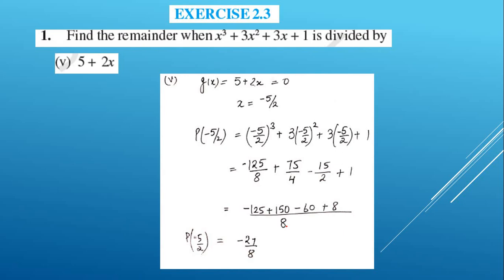Similar way we will take LCM. So here we will get minus 125 plus 4 2s are 8, 2 into 75 you will get 150, 2 4s are 8, 4 into 15 you will get 60, and 1 by 1, so 1 into 8 you will get 8. The negative part, you will get minus 125 minus 60, this will be minus 185, right? And 150 plus 8, it is coming 158, and when you solve it, it will come minus 27. So this will be the remainder in this case.